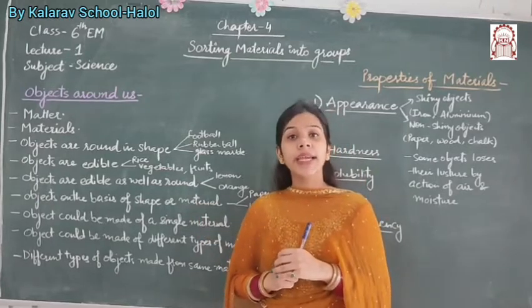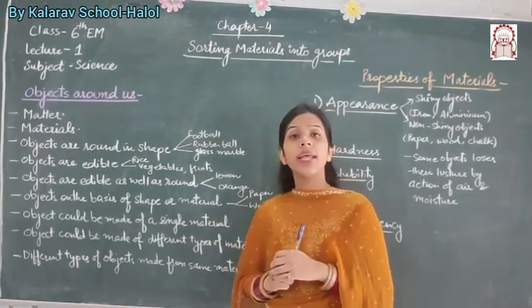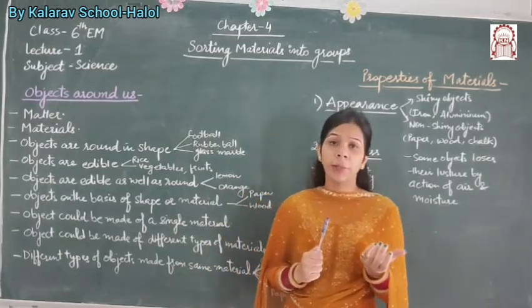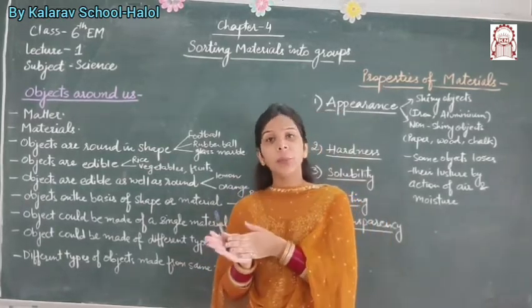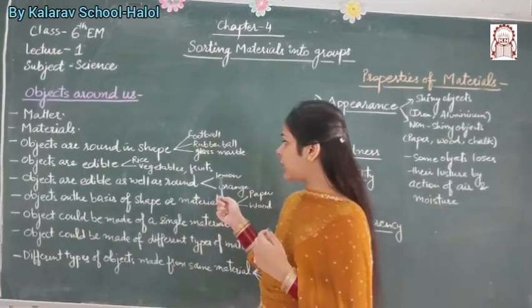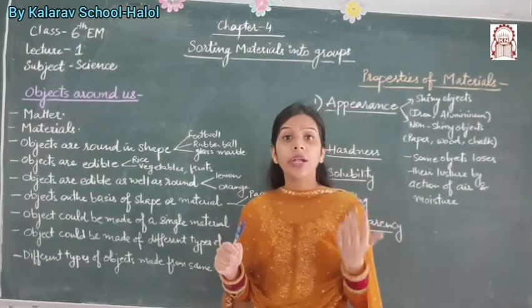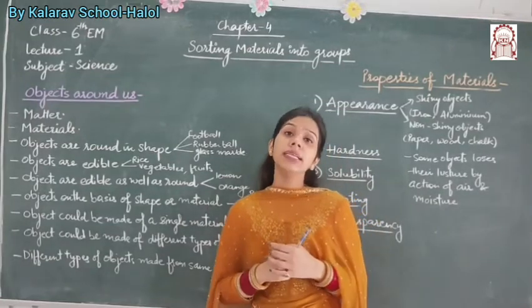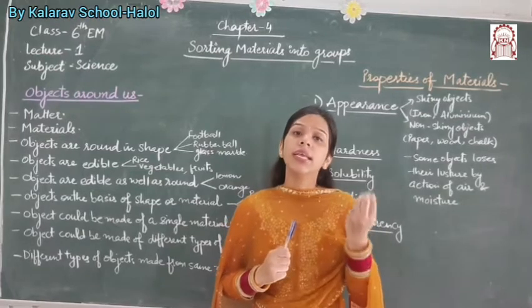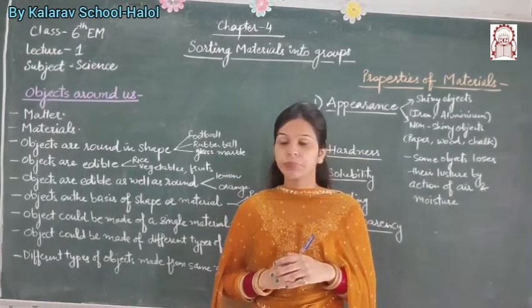Third, objects that are edible as well as round. There are a number of objects which are round in shape and also edible in nature. So, there are different types of fruits like lemon, orange, apple. These are the items which are edible as well as round in shape.